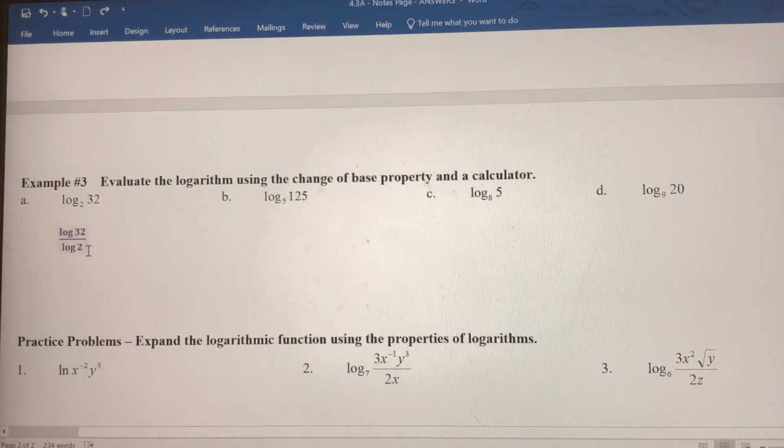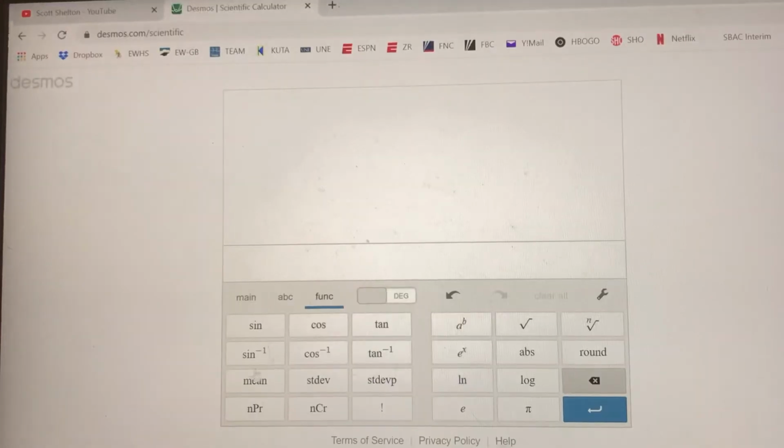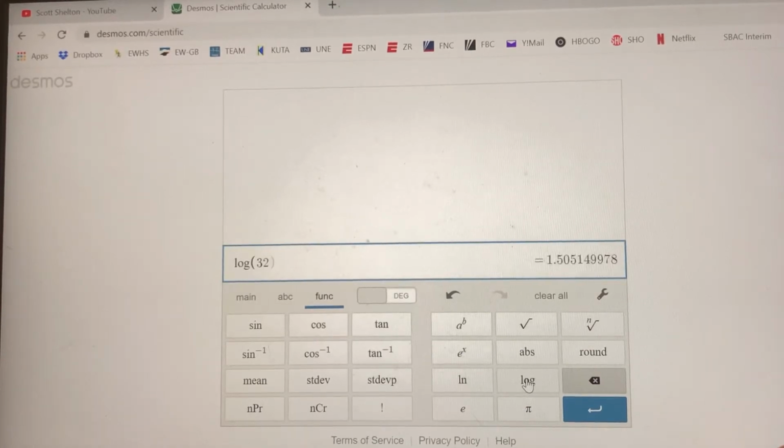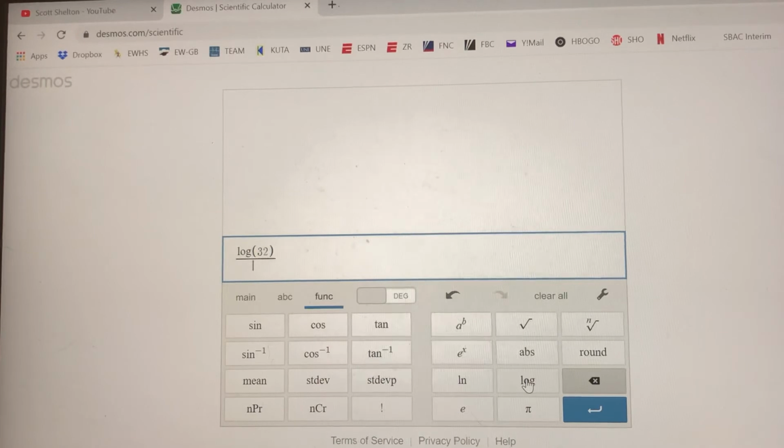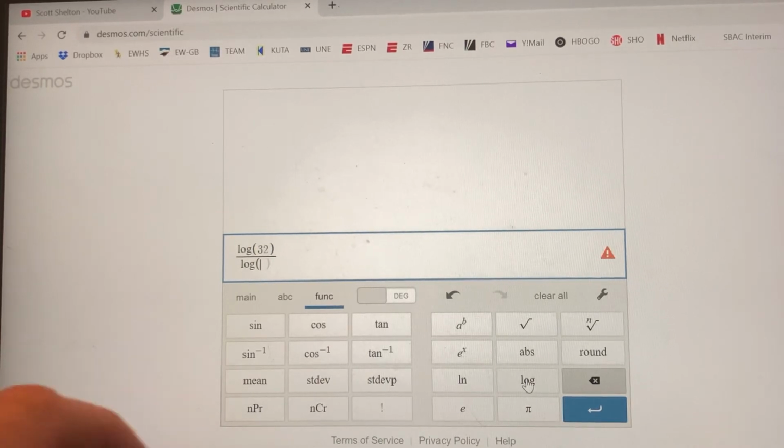So we get log 32 over log 2. Again, hopefully you were thinking about how to do this mentally. 2 to what power is 32? Well, 2 to the 5th power is 32. To use the calculator, I'm using the Desmos Scientific Calculator here. It would be log of 32, and we're going to divide that by the log of 2. And you can see here that the answer is 5, which is what we got.